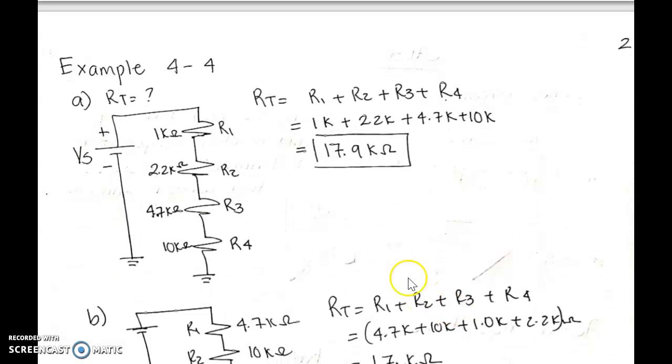Example 4.4 says find the total value of the resistance. So they give us a source, and first we check if they are in series, and they are, because there is nothing connected between them, and there is a single point connection for all the resistors. So we have ground and ground. We could have connected this by a single wire and have a single ground, or we can have two grounds like here. It's the same thing. So we just add them individually and we get 17.9.